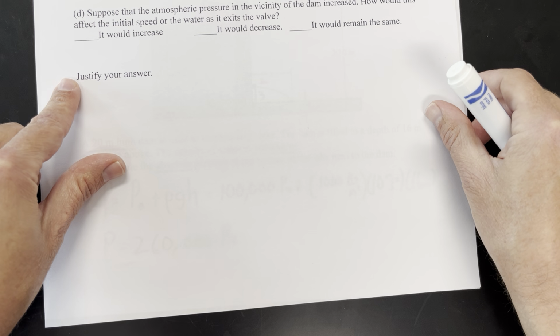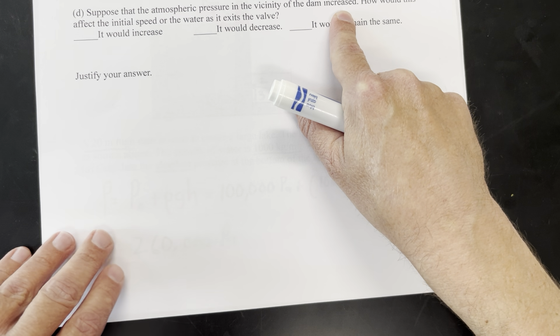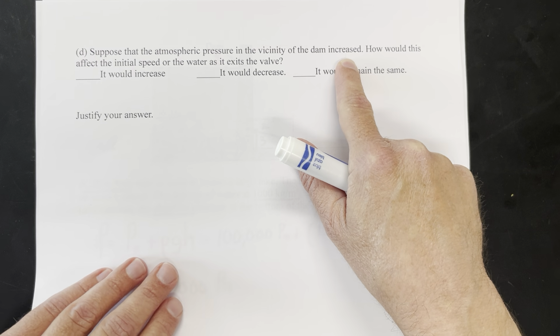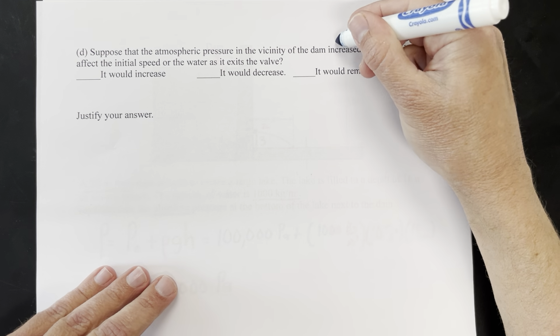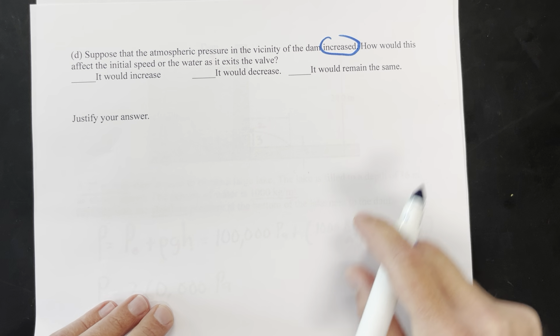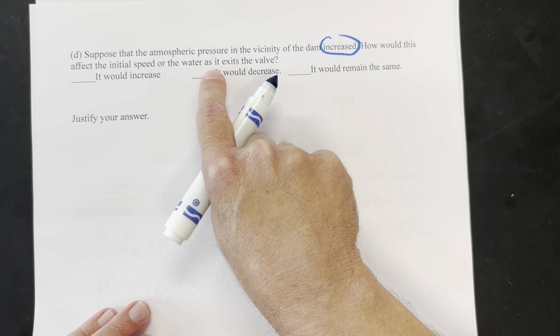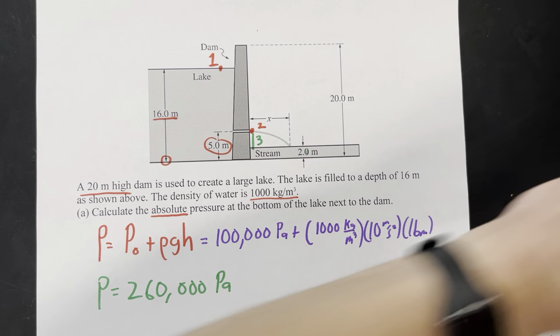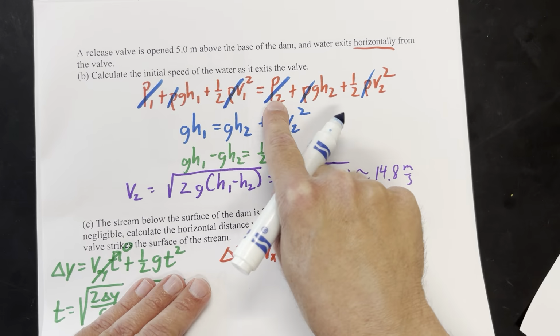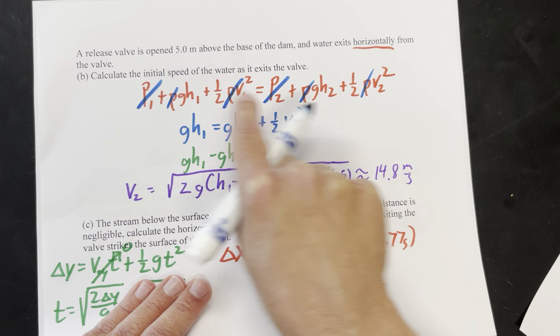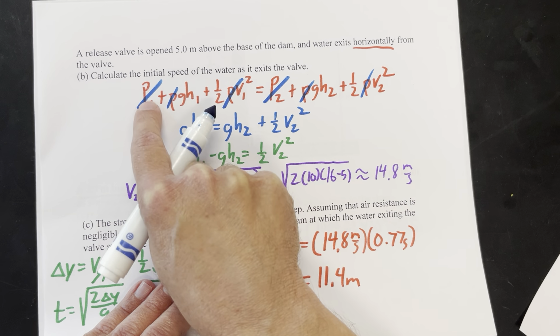All right, last part here quickly. It says, suppose that atmospheric pressure in the vicinity of the dam increased, like some heavy high pressure system moves in there. How would this affect the initial speed of the water as it exits the valve? Well, when we started this problem, the atmospheric pressure, we canceled that out because it was on both sides of the equation. So it doesn't matter what its value is.